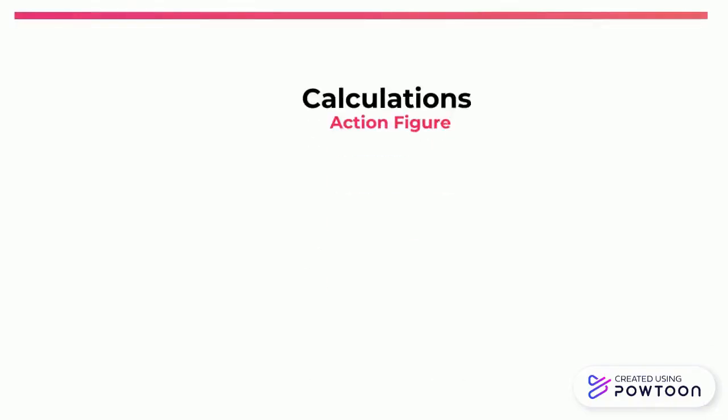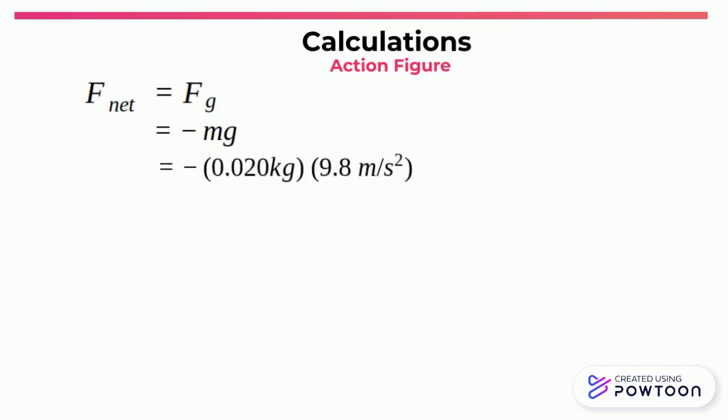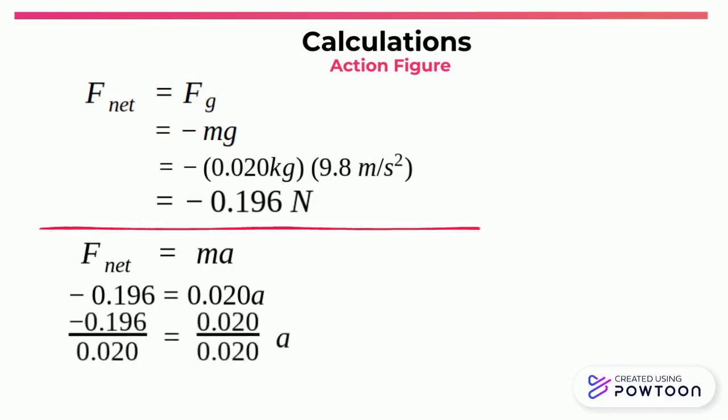Next, to calculate the acceleration for the other object, I will use the same formula to calculate the net force by plugging in the mass of the object, 0.020 kg, and the formula for gravity, 9.8 meters per second squared, to get negative 0.196 newtons. I will then plug in the net force into the acceleration formula and isolate for a by dividing negative 0.196 newtons by 0.020 kg to get negative 9.8 meters per second squared as the acceleration for the figurine.